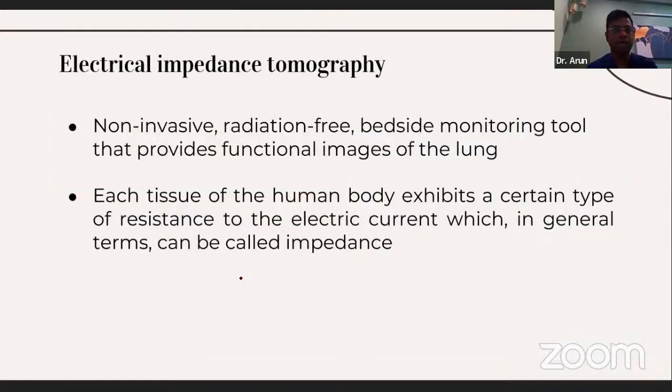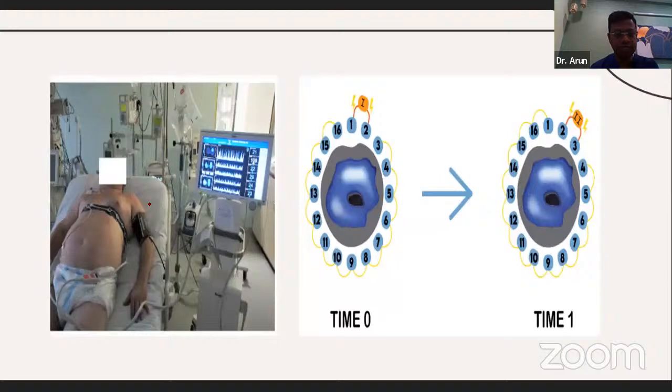And briefly about electrical impedance tomography: it is a non-invasive, radiation-free bedside monitoring tool that provides a functional image of the lung. When current passes through a tissue, it offers a resistance that we call impedance. Here you can see the patient with electrical impedance tomography applied. It comes with a belt like this, and it contains electrodes, 16 electrodes; 32 electrodes are also available. Here a 16-electrode belt is applied at the mid portion of the chest and it is connected to a monitor.